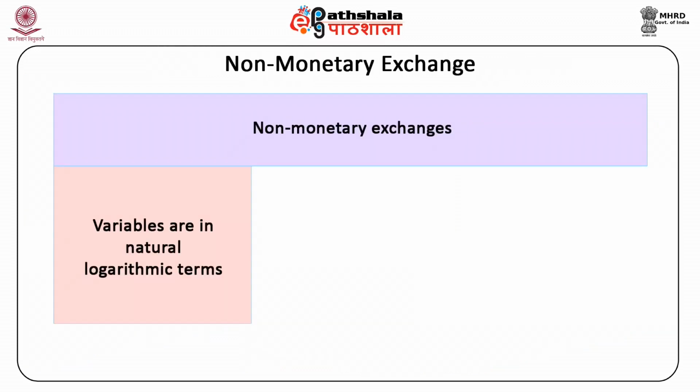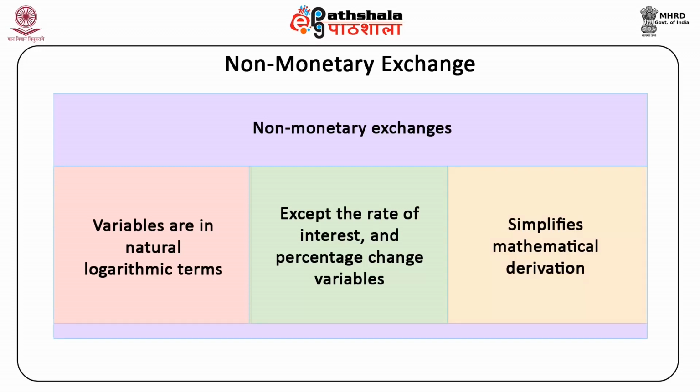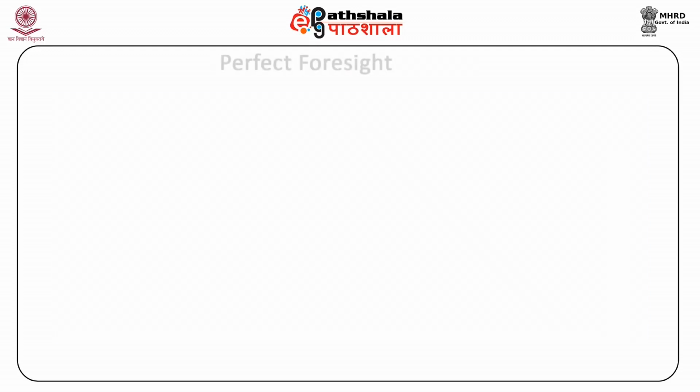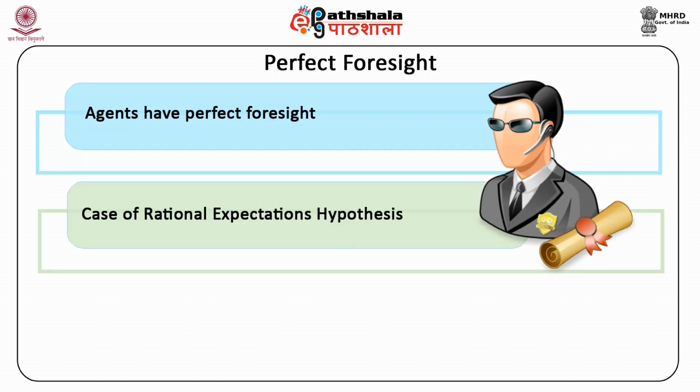All the variables are assumed to be in natural logarithmic terms, except the rate of interest and percentage change variables. This simplifies the mathematical derivation of the model and the representation of the effect of a monetary policy change on the exchange rates. Next is the assumption of perfect foresight. Agents in this model are assumed to have perfect foresight when forecasting exchange rates. Perfect foresight is a special case of the rational expectations hypothesis, also called deterministic expectations.